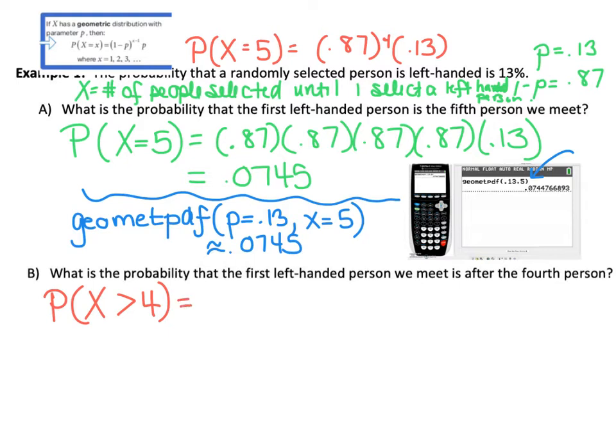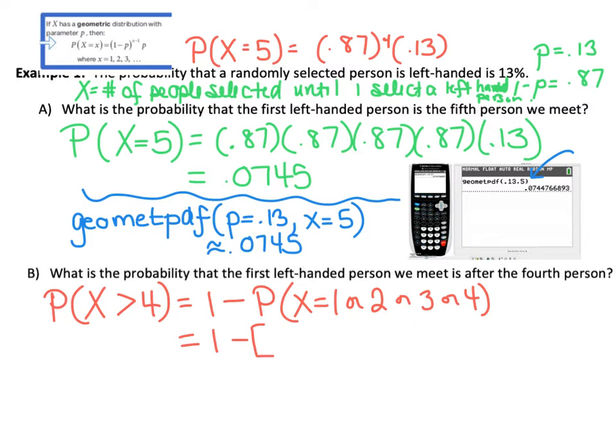So this would be equal to 1 minus the probability that X is equal to, well, that it happens on the first person or the second person, third person, or the fourth person. So by hand, you could calculate each of these ones separately. So I'm going to help you reason it through, and then we'll look at what are some shortcuts. So it'd be 1 minus, now I'm going to just put this in brackets here.